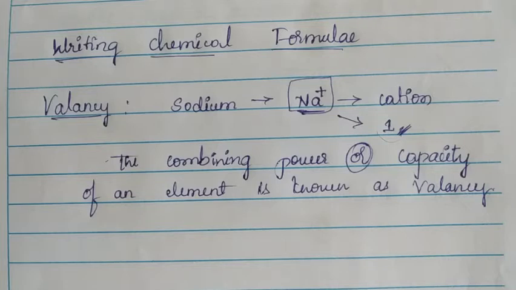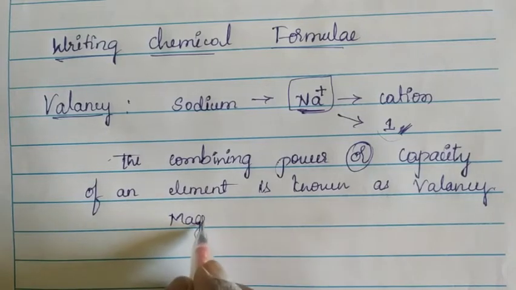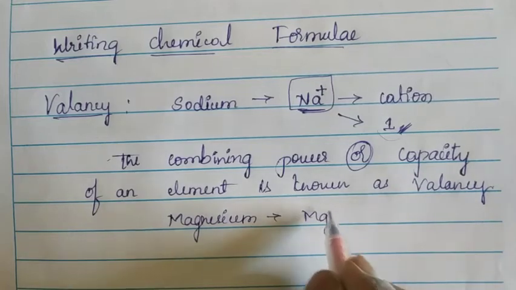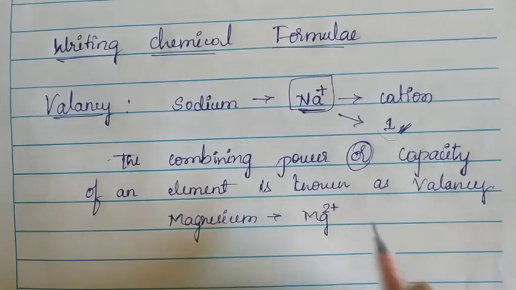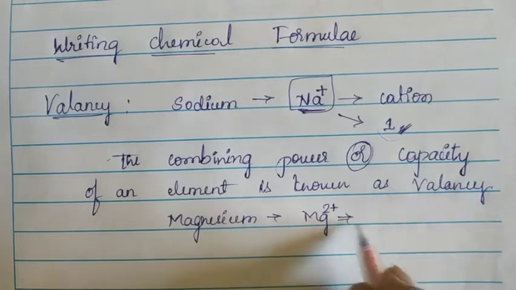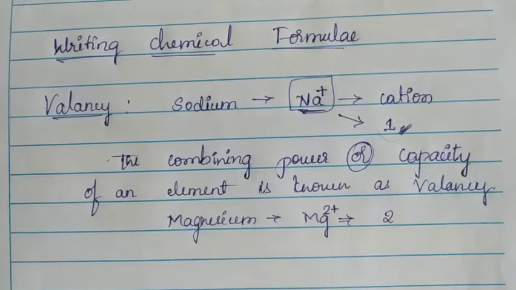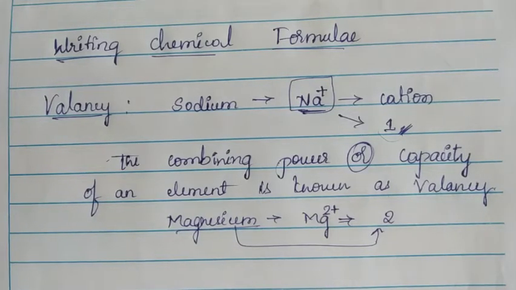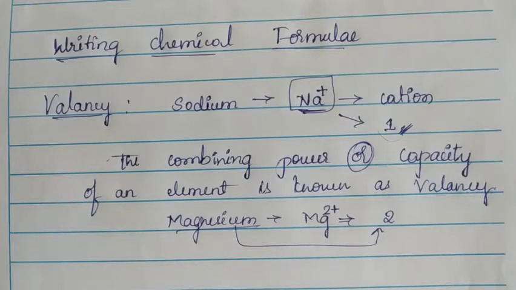Valency is different for different ions. For example, observe magnesium. Magnesium is represented like this, Mg2+. Observe here, 2 is the number, and 2 is the valency of this magnesium. This 2 indicates the combining power of that magnesium.